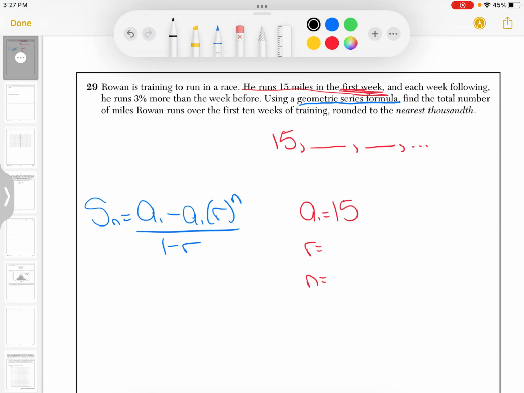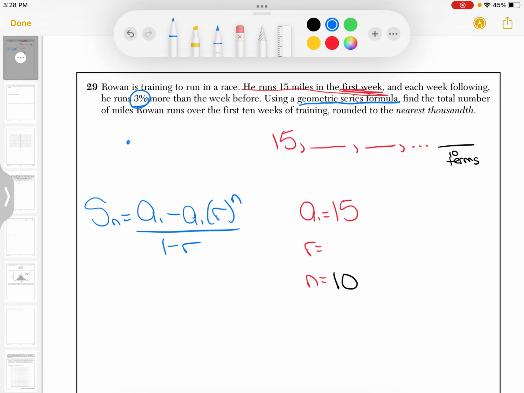We'll talk about that in a second because that was a real trick with this question. This says, using a geometric series formula, find the total number of miles Rowan runs over the first 10 weeks. If he's running for 10 weeks, that means I'm going to have 10 total terms. So that means that N is going to be 10 because N represents the number of terms that you have. So N is 10, A1 is 15. Those ones weren't too hard to figure out, but the rate is complicated.